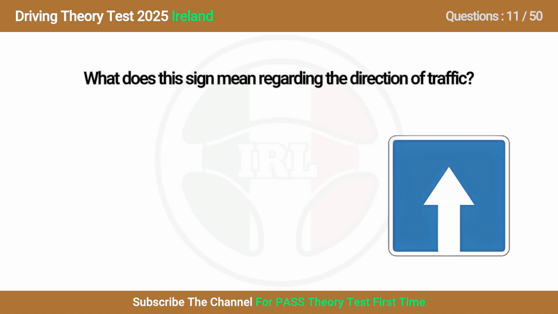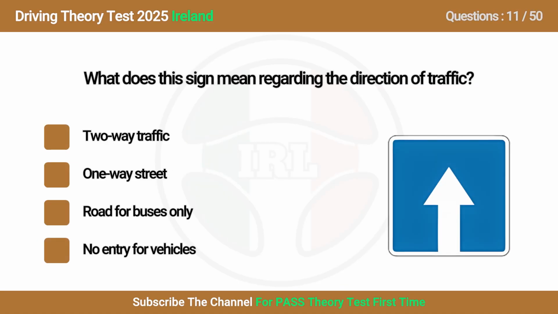Question 11. What does this sign mean regarding the direction of traffic? A, two-way traffic. B, one-way street. C, road for buses only. D, no entry for vehicles.